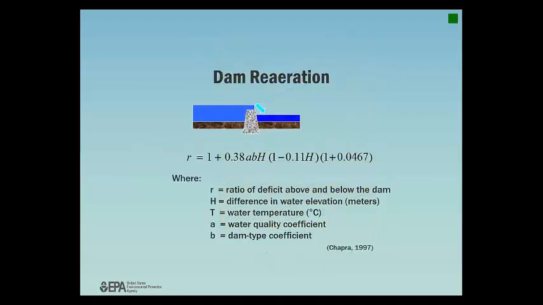Another source of reaeration or loading of oxygen into a water body is water falling over a control structure such as a dam. And again, here is another empirical relationship of the oxygen load coming into the downstream water as a function of water falling over a dam. This relationship is taken from Steve Schaffer's 1997 surface water quality modeling book. And it takes into account the height of the dam, the difference in water quality above and below the dam, and the water temperature.